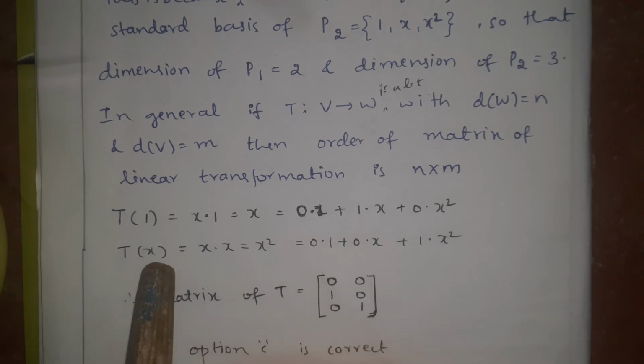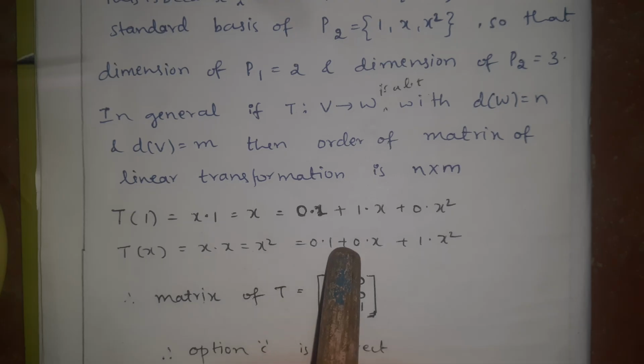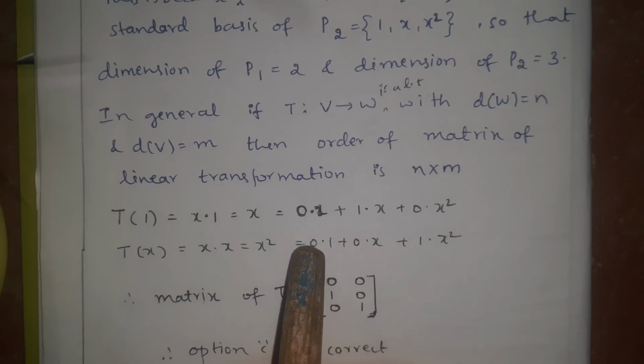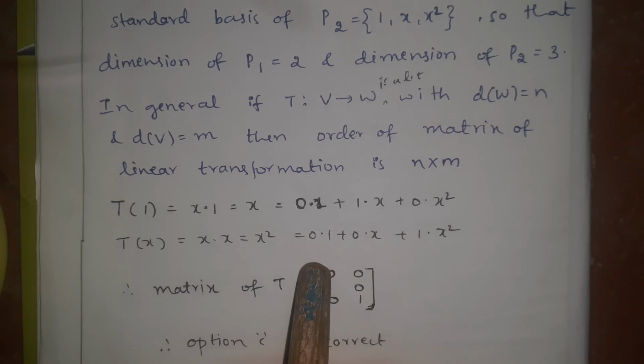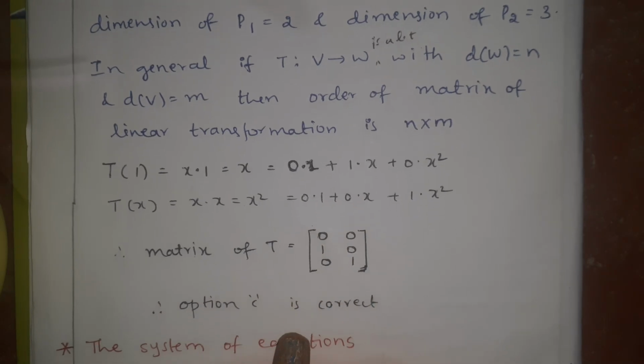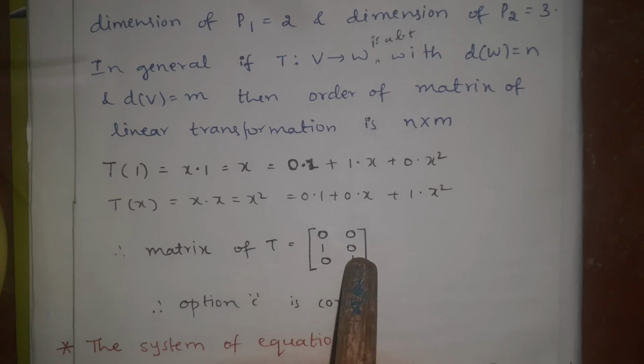Next evaluate T of x. T of x equal to x into x, you will get x square. So we write this as a linear combination of 1, x, x square. So the coordinate vector is 0 0 1. So this is the coordinate vector of T of 1, this is the coordinate vector of T of x. So 0 1 0, 0 0 1. Therefore this is the matrix of the linear transformation. Hence option C is correct.